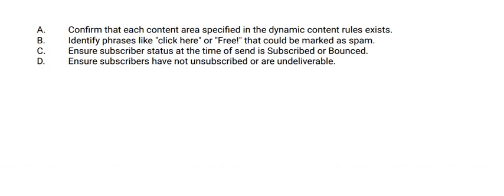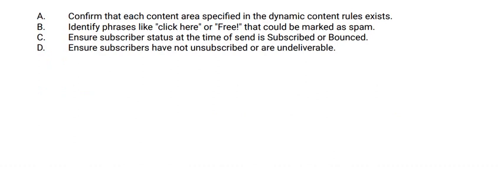Option B, identify phrases like click here or free that could be marked as spam. Option C, ensure subscribers' status at the time of send is subscribed or bounced. And option D, ensure subscribers have not unsubscribed or are undeliverable. The correct option is option A.